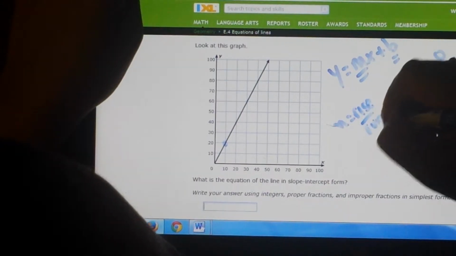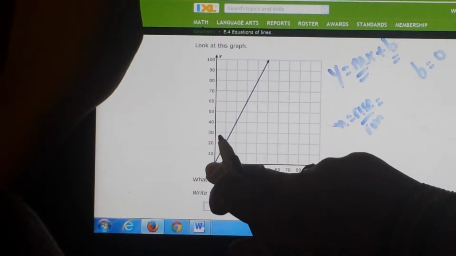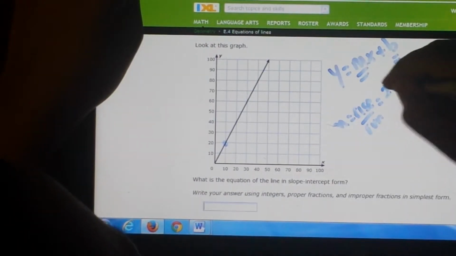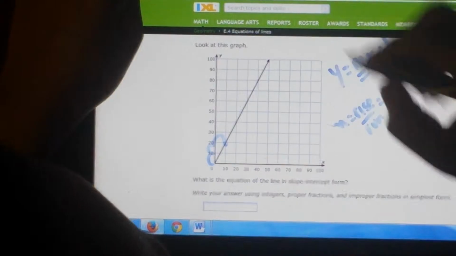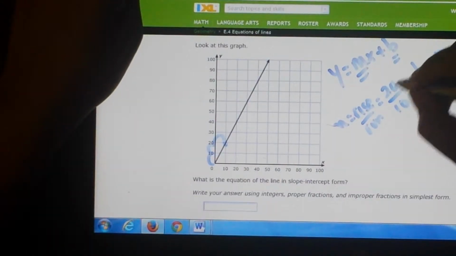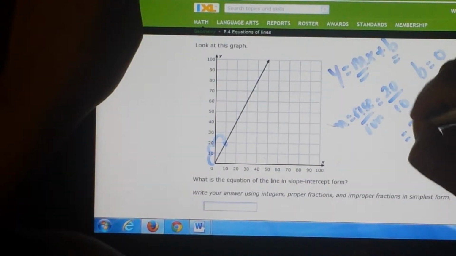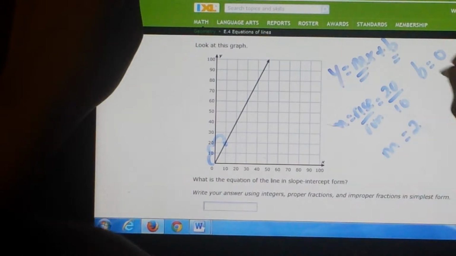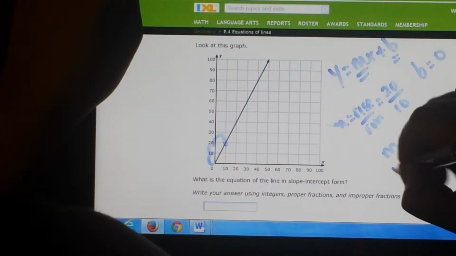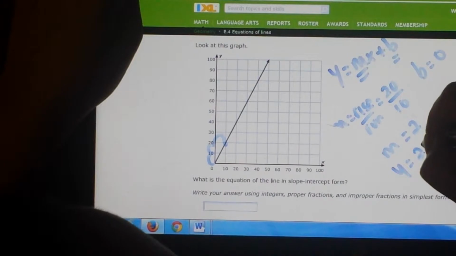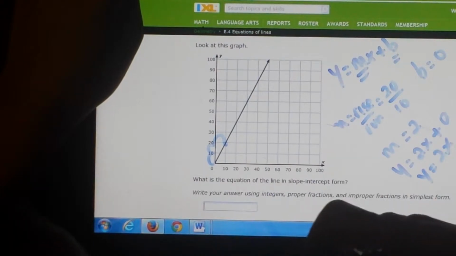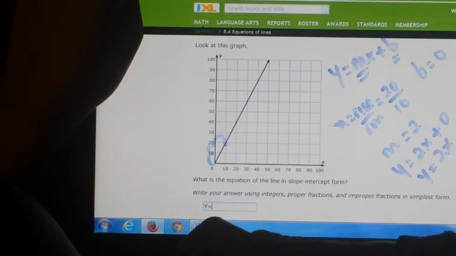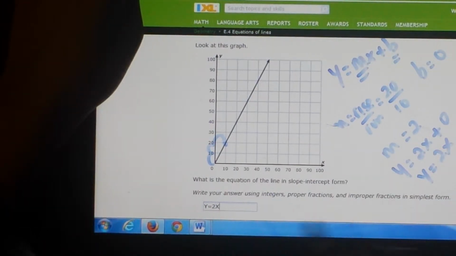Rise over run. So how many am I going to go up? I'm going to go up 10, 20. And I'm going to go over 10. Alright, simplify it. 20 divided by 10 is going to give me 2. So m is 2 and b is 0. So plug it into the equation. Y equals m, which is 2x plus b, which is 0. So simplify that. Y equals 2x. Then you just simply put in your answer. Y equals 2x. Enter.